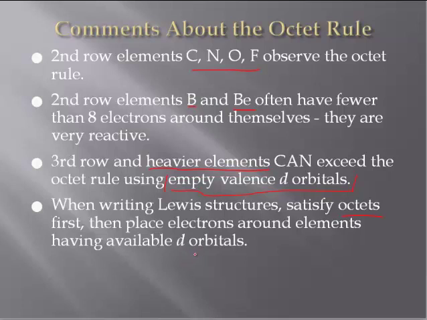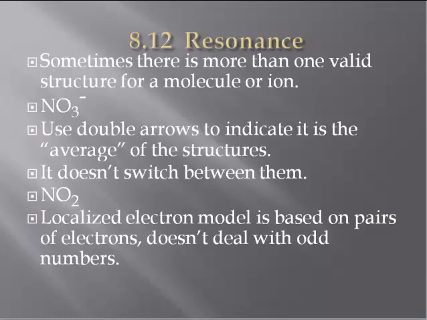All right, we're almost done. Last thing, resonance. Every once in a while you'll have a compound that has more than one structure. It's always something that has a double bond. For example, if I were to draw nitrate, and I'm going to not draw all the valence electrons just to save time, it looks like this. Okay.